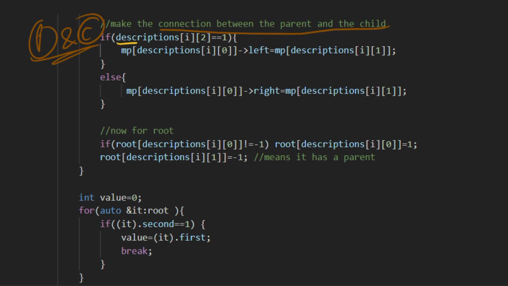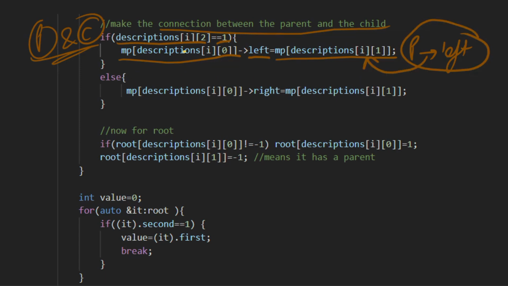So we check what is the value of is left. So if is left is equal to 1, then we take the parent node and mark left of parent node is equal to child, right? So the left pointer of the parent node will point to the child node. If is left is equal to 0, then the right pointer of the parent node will point to the child node, right? So we have made the connection.